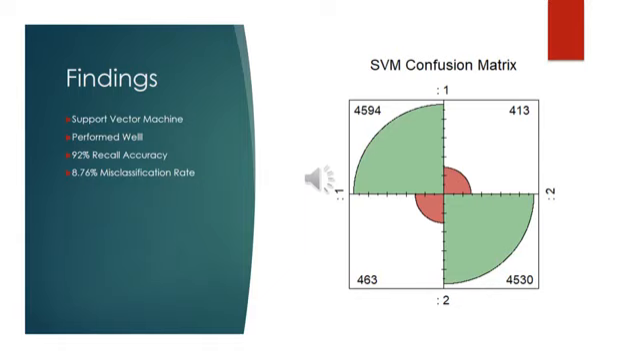Finally, we have our support vector machine, which was, of course, like I mentioned before, kind of a last-minute addition when I removed the lasso regression. And it performed the best out of all three of the techniques used. The misclassification rate was 8.76, with a recall accuracy of 92%.